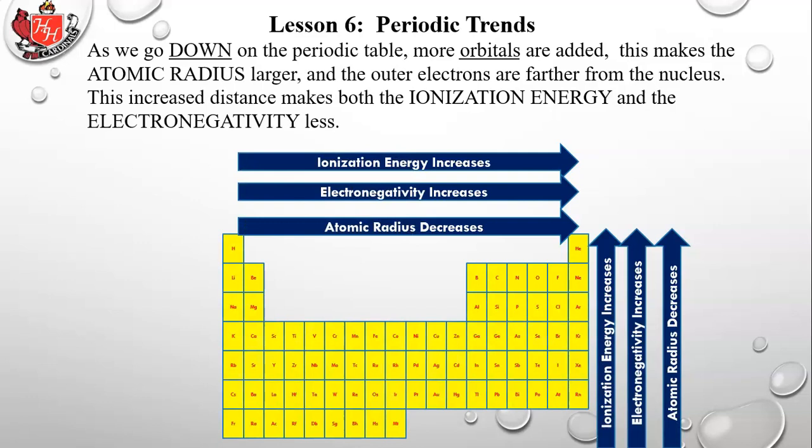As we go down on the periodic table from top to bottom, more orbitals are added. This makes the atomic radius larger. You've got more of those concentric circles sticking out from the nucleus. And the outer electrons are farther away from the nucleus. This increased distance makes both the ionization energy and the electronegativity less. So those atoms down towards the bottom more easily give up their electrons. It takes less energy to pull an electron away from the atoms down at the bottom of the periodic table. And because they have so many screening or shielding electrons, it's very hard for them to pull in an outside electron.